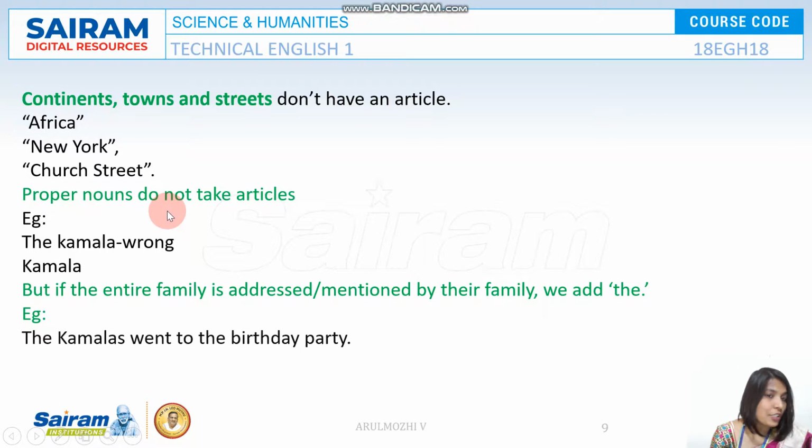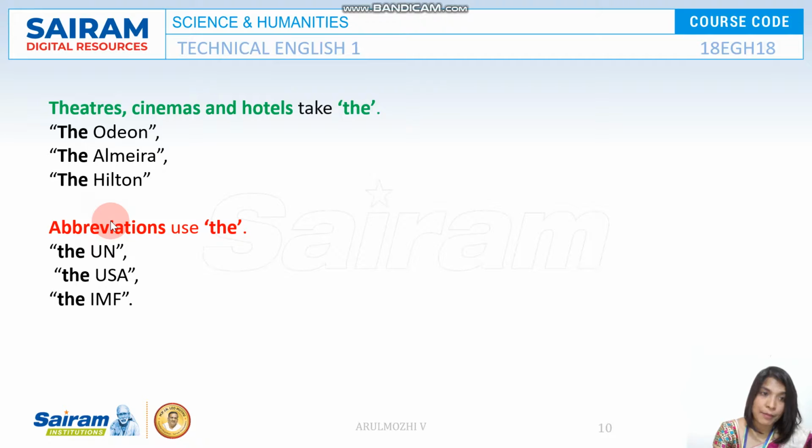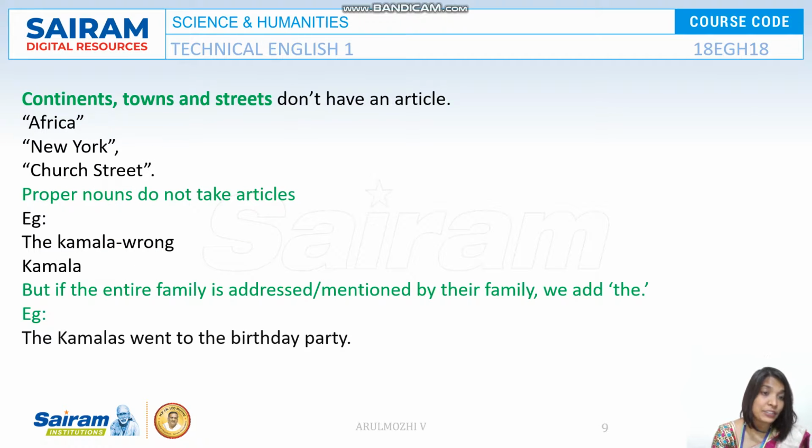Proper nouns do not take articles, like Kamala, Manju. We don't say "the Manju." That is wrong. But if we use "the" before the family name, it means the entire family. Take for example, the Kamalas went to the party.